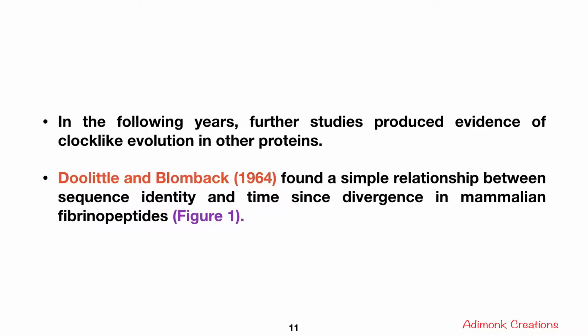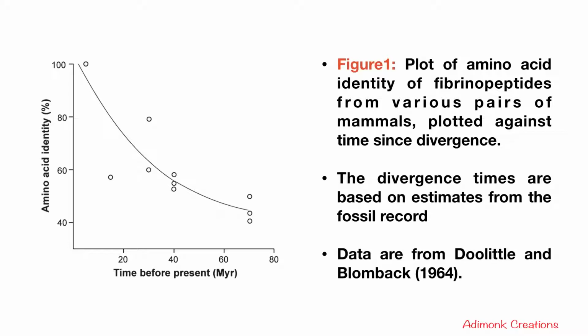In the following years, further studies produced evidence of clock-like evolution in other proteins also. Doolittle and Blombäck in 1964 found a simple relationship between sequence identity and time since divergence in mammalian fibrinopeptides. Here is Figure 1, which shows the plot of amino acid identity of fibrinopeptides from various pairs of mammals plotted against the time of divergence. The divergence times are based on estimates from the fossil record. These data are from the article published by Doolittle and Blombäck in the year 1964.